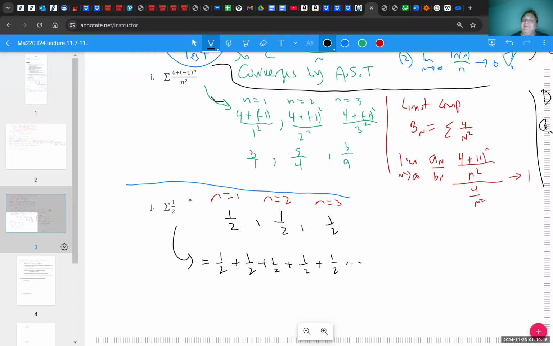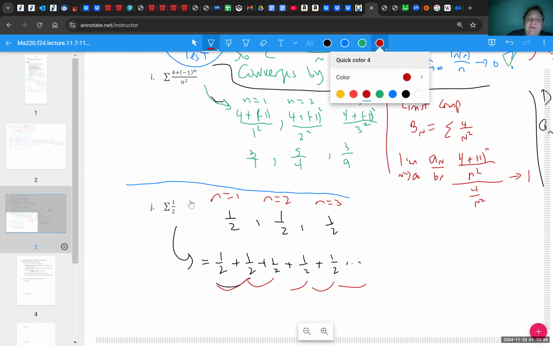If I add 1/2 an infinite number of times, I will get infinity. I know half is a number smaller than 1, but 1/2 plus 1/2 is 1. And then if you add another half, you get bigger than 1, 1.5, then you get 2, then 2.5, then 3 and 3.5, and you're going to get to infinity. It's going to get there. So this is diverging. You can say it diverges just because it adds to infinity, and that in fact is what the divergence test is.